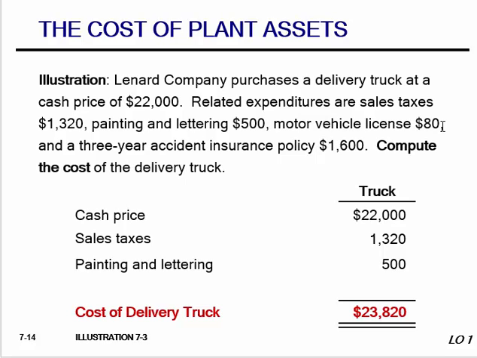Same thing with the 3 years of accident insurance policy of $1,600. You guys know what to do with that. You're supposed to put that $1,600 to prepaid insurance. And then every single month, we would adjust that down by 1 out of 36. So $1,600 divided by 36 months, whatever that equates to, you would make an adjusting entry and bring that prepaid insurance dollar amount down. At the same time, you would recognize insurance expense by increasing insurance expense like we've learned how to do.